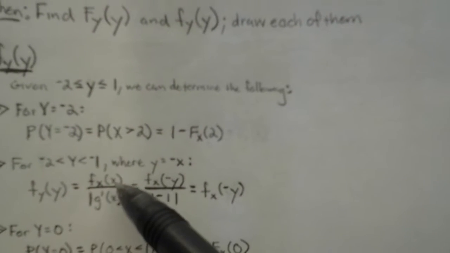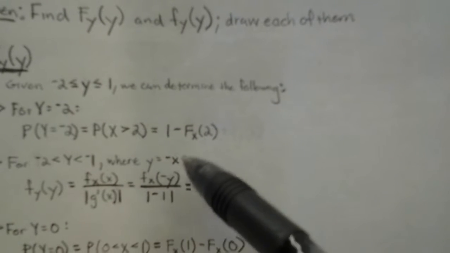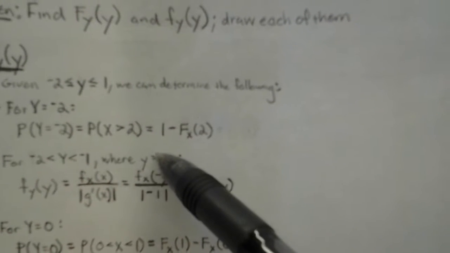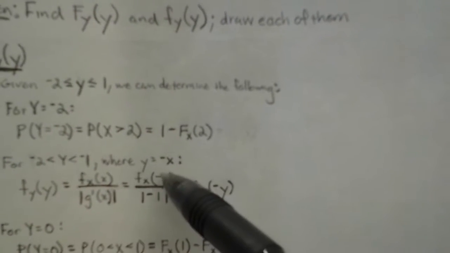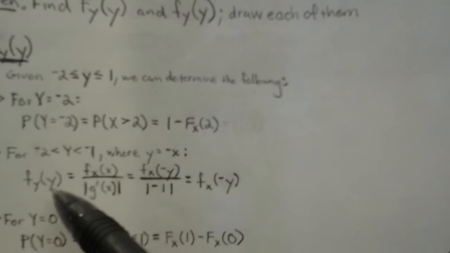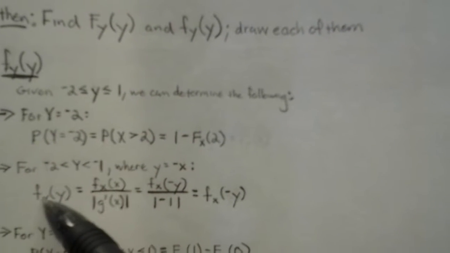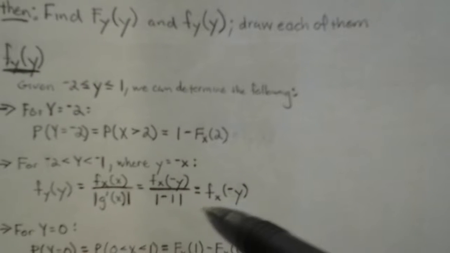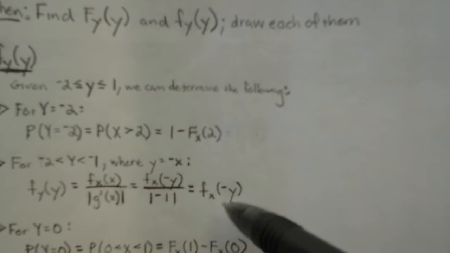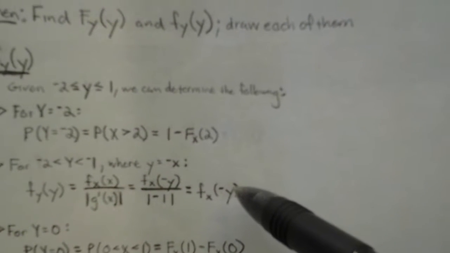Now we see here, by substituting in for x, we could easily switch the term: x is equal to negative y, substitute in. So basically within this range, our little f of y is going to be equal to little f of x with the term negative y inside.